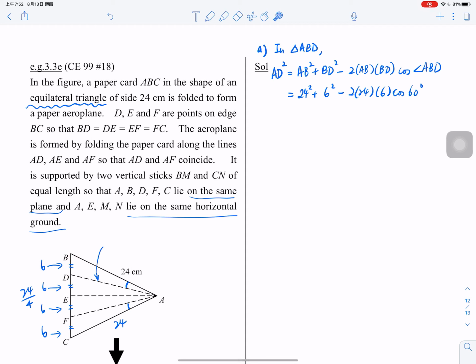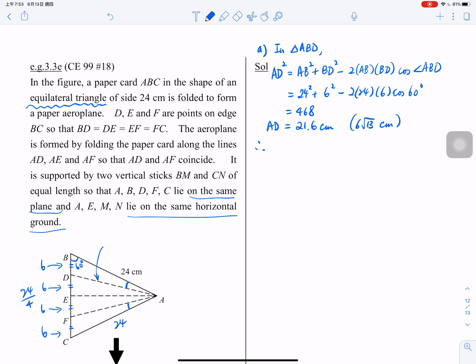Remember this one is 60 degrees. Then we get 468, right? So AD equals 21.6 cm. If you use surd form, 6 root 13 cm. Then we can find the angle BAD now by sine formula.